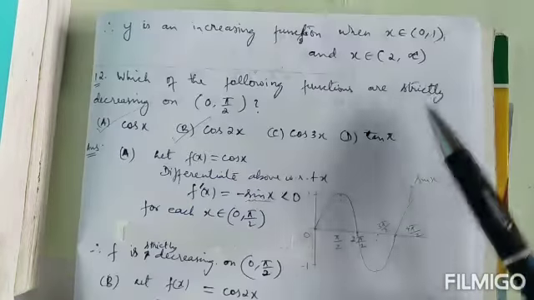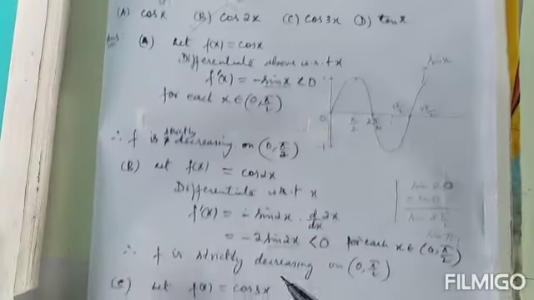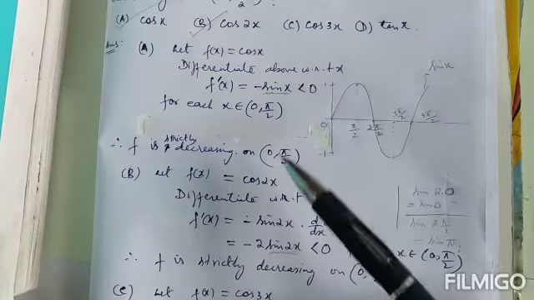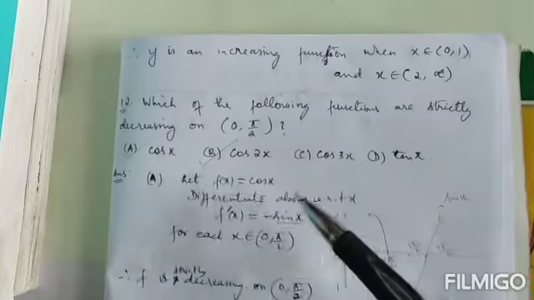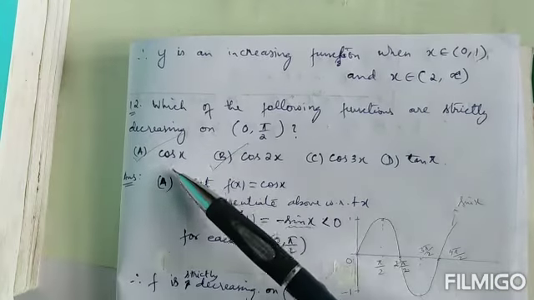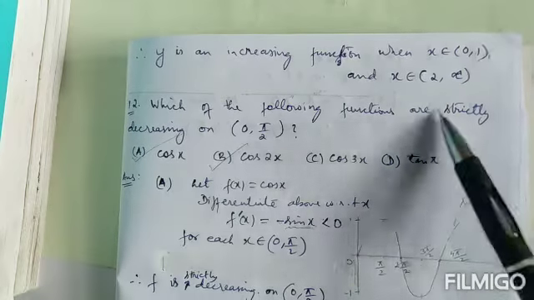Strictly, because in the question also it is given strictly. So option number A is strictly decreasing. Option number B is strictly decreasing. That's why I tick here A and B, because they want strictly decreasing.